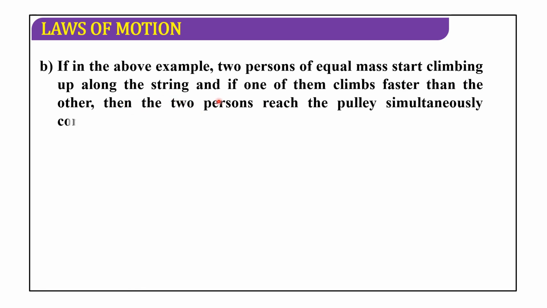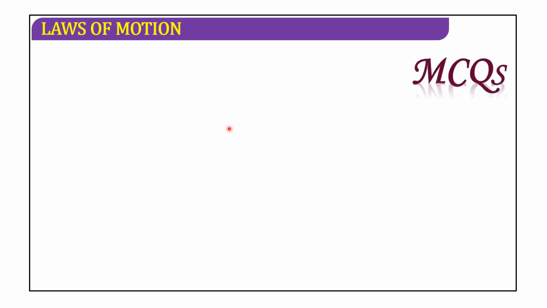Next one, if in the above example two persons of equal mass start climbing up along the string, and if one of them climbs faster than the other, then the two persons reach the pulley simultaneously, conserving the momentum. Now discuss MCQs.